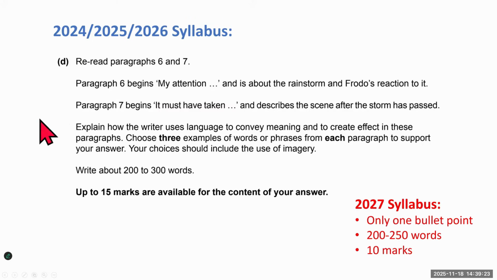Now let's have a look at the question. So in the old syllabus, you will have two parts. You will have to choose 3 examples from each part, which means you will have to analyze 6 phrases in total. You are given between 200 to 300 words, and this question carries 15 marks. In the new syllabus, there will only be 1 part, not 2. You are given 200 to 250 words, and this question only carries 10 marks.